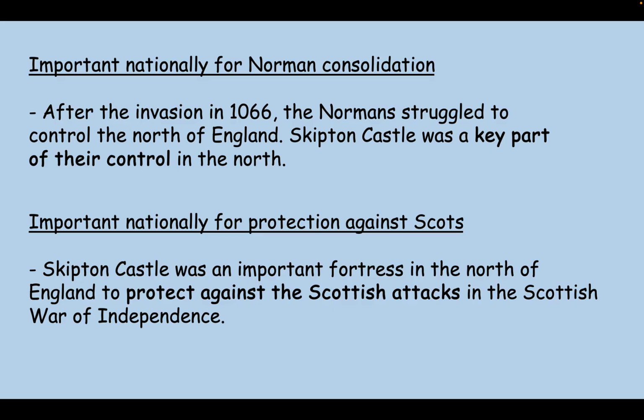There's lots of rebellions. So it's important nationally because Skipton Castle was a key part of their control in the north. They build Skipton Castle because they want to control the area of Craven and the northern parts of England as well. It's also important nationally for protection against the Scots. We've said that in the 12th, 13th and 14th century, there's repeated attacks on Skipton Castle, particularly from Scotland. And in these Scottish attacks in the Scottish War of Independence, Skipton is important because it's like a buffer, like a fortress in the north of England to protect against those Scottish attacks.